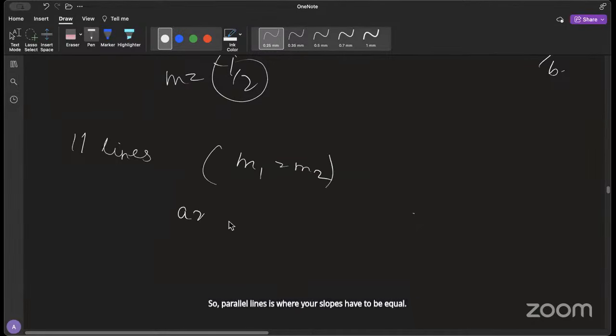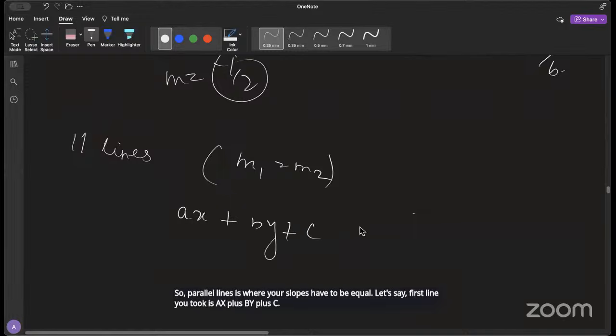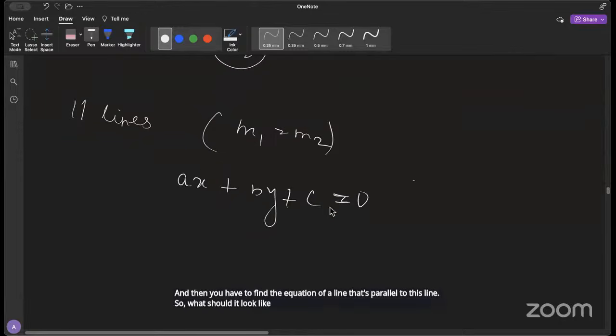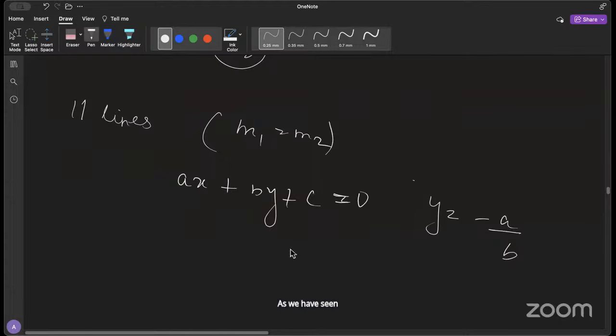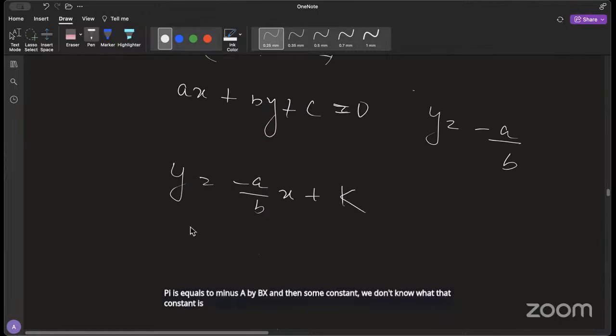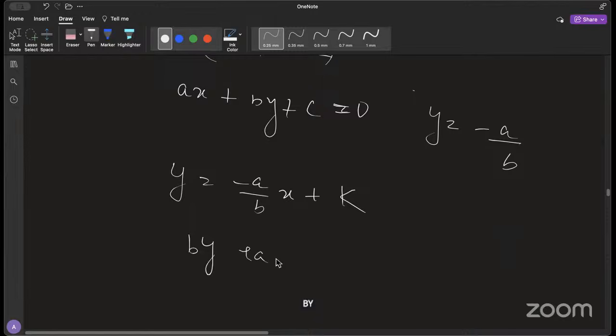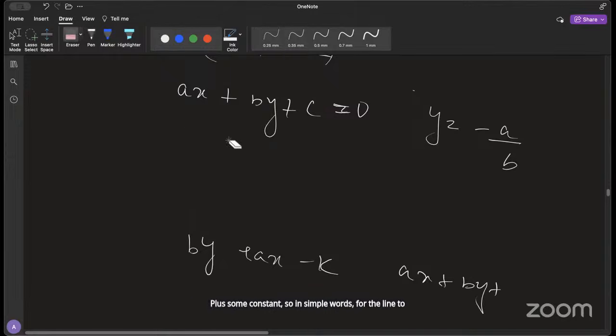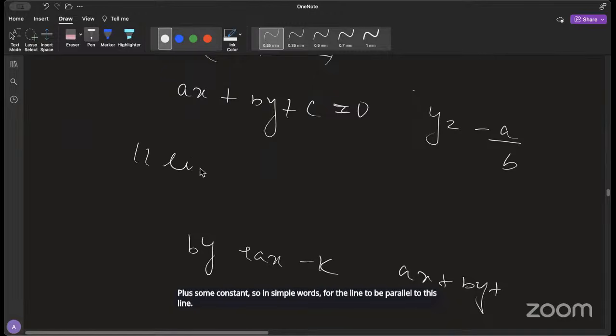Let's say the first line you took is ax plus by plus c. You have to find the equation of a line that's parallel to this line. So what should it look like? The only condition is that the slope of the other line should be equal to the slope of this line. The slope of this line is minus a by b, as we have seen. So the other line should be y equals minus a by b x plus some constant, we don't know what that constant is. So it should be by plus ax minus some constant, which is the same as ax plus by plus some constant.